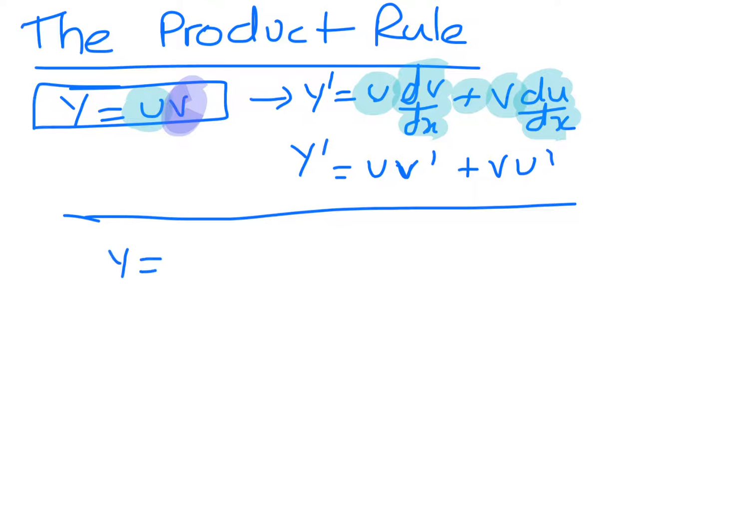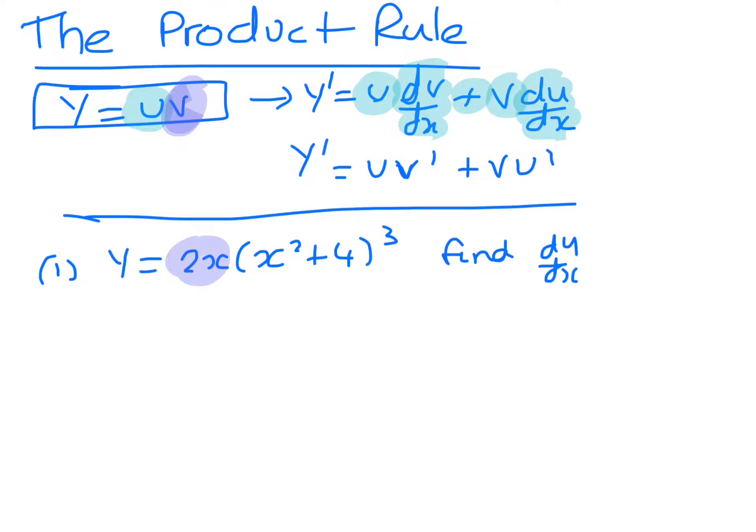So if we've got y equals 2x times (x squared plus 4) to the 3, and we want to find dy on dx, so we want to find the gradient function. Then if you look at that, we have two things multiplied together: the 2x and the (x squared plus 4) to the power of 3. So the u would be equal to 2x and the v is equal to (x squared plus 4) to the power of 3.